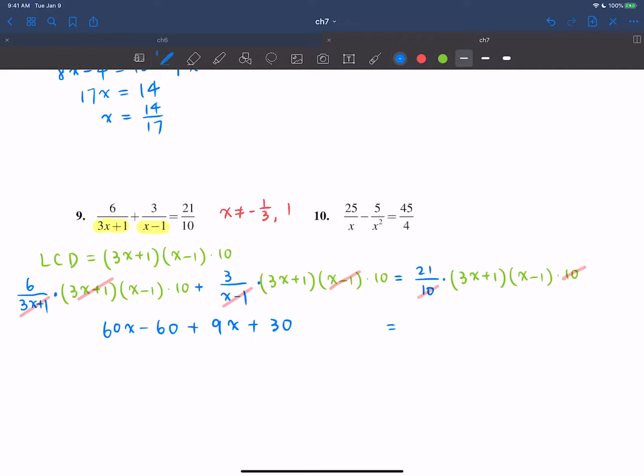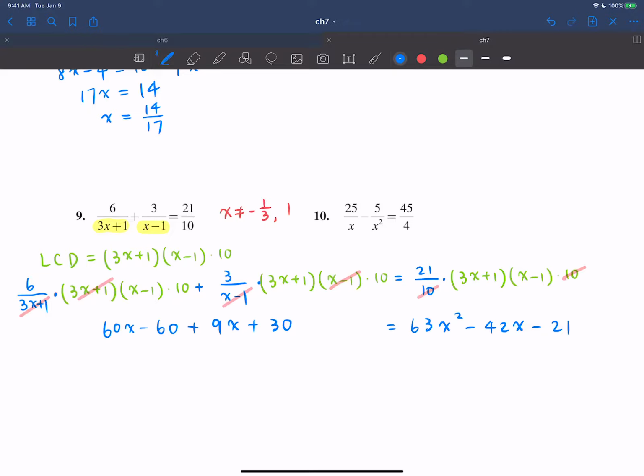Equals, on the right hand side, unfortunately you have this binomial times binomial, so you have to FOIL it. After you FOIL, you have to distribute 21. I'm just going to give you the answer right away. It's going to become 63x squared minus 42x and minus 21. You just have to be very patient for each part. Write everything out so it's clear. It's clearly presented in front of you. And then we're going to rearrange the terms.